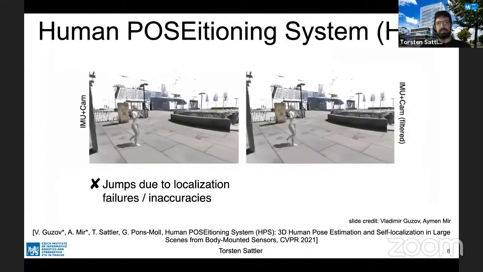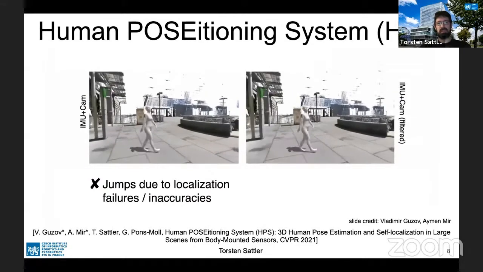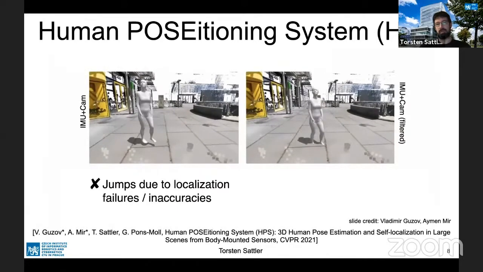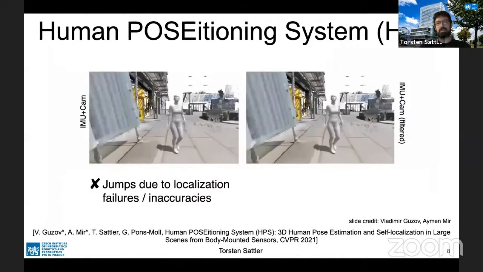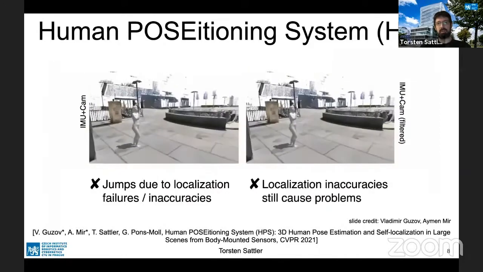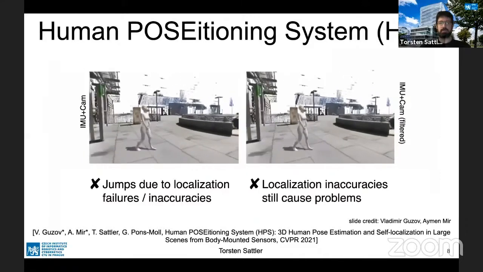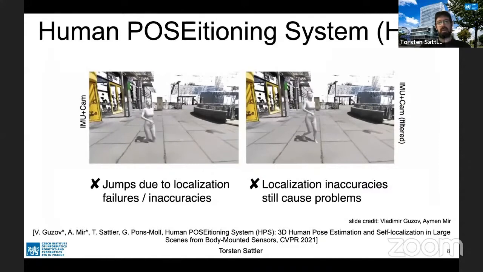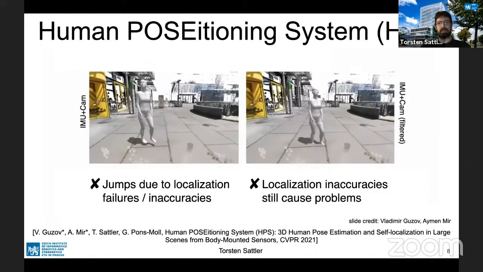Part of this is easy to fix, so you could just filter out camera pose estimates that are jumping too far away from frame to frame, just using some sort of temporal consistency. But there's still jitter and still some small inaccuracies, so you'll see the person walking slightly above the ground, then in the ground, and so on and so on. So this is not really realistic.